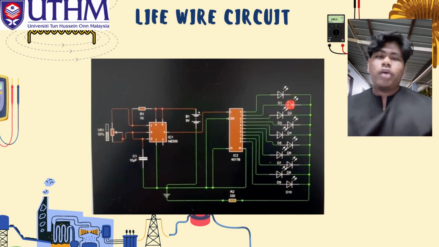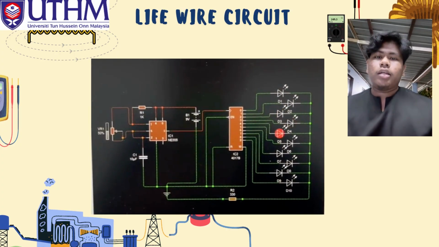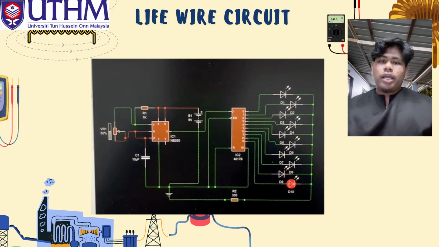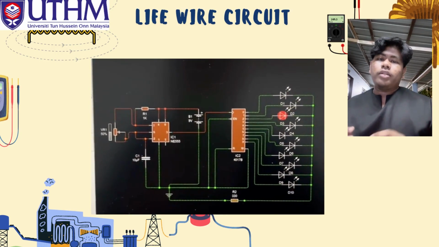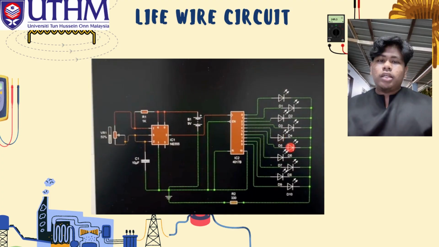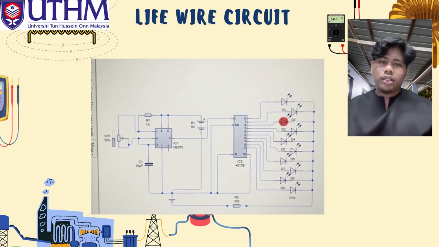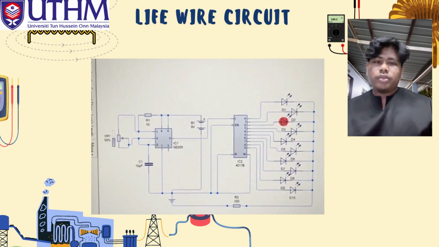So for this slide, I want to present an LED running light circuit. As we can see in the simulation, this circuit lights up 10 LEDs sequentially, one after the other, creating a chasing or running light effect. The backbone of this circuit relies on two low-cost, highly efficient integrated circuits, the 555 timer and the 4017 counter.